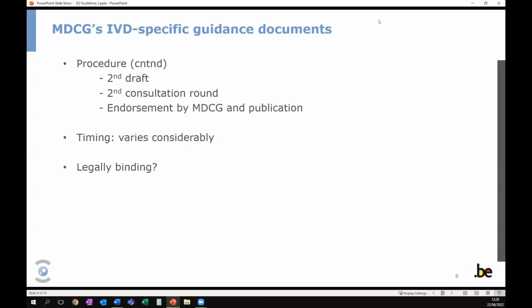Are these guidances legally binding? The short answer is no, they are not. So it's only the Court of Justice of the European Union that can give binding interpretation of union law. But that being said, most involved parties do take into account the content of guidance documents. So it's always extremely useful to read them and to try to follow them, of course.